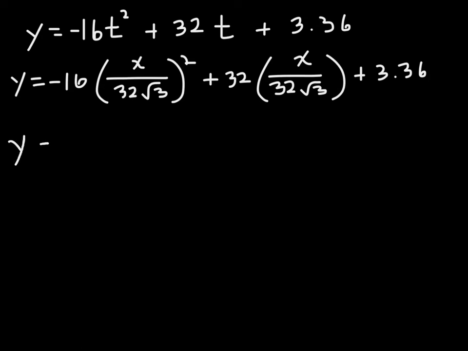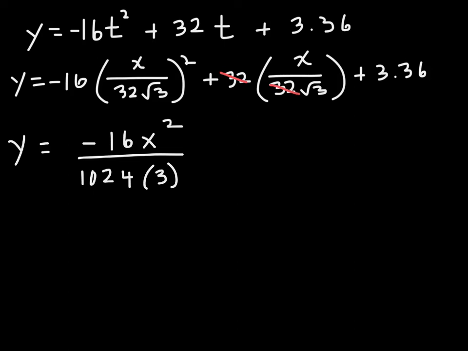So we get negative 16x squared over, we need to square 32, and 32 squared is 1,024. And of course, when we square the square root of 3, that's just 3. And what do we have over here? Well, these 32s here divide out. That's good. And so what we have here is just plus x over root 3, plus 3.36.